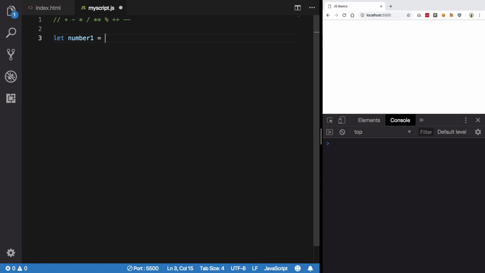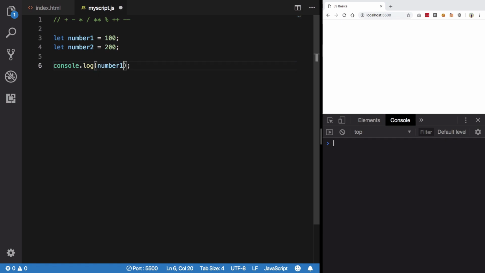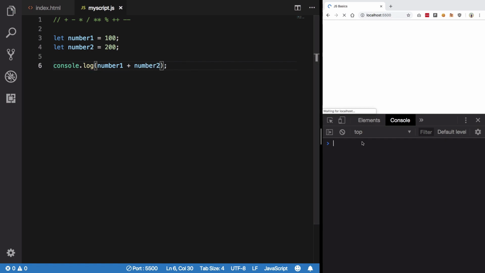So I'm going to start off with number1, which is 100, let's say. Let number2 be 200. So we're going to start off with the addition. Obviously, we all know that number1 plus number2, what should it give us? Well, 300.